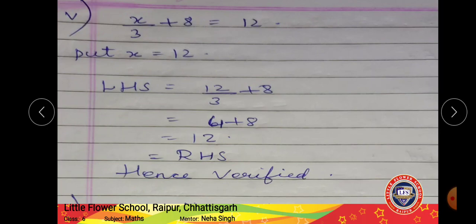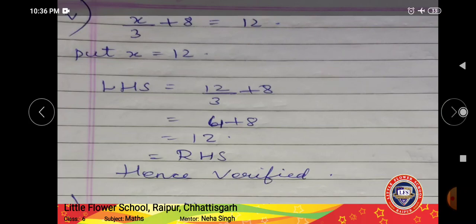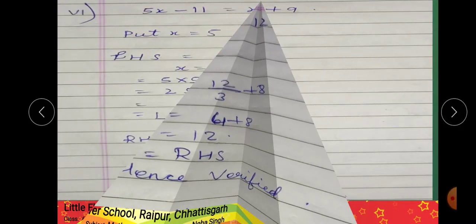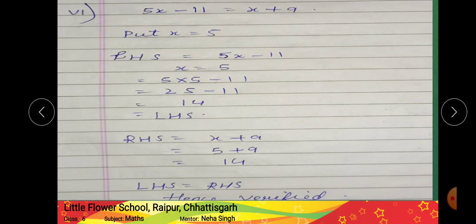Okay, you can go through this question. Here also there is no variable in the RHS, so we can directly get the RHS while solving. Here both the LHS and RHS we have to solve. We are getting it equal, means it is verified. Right?